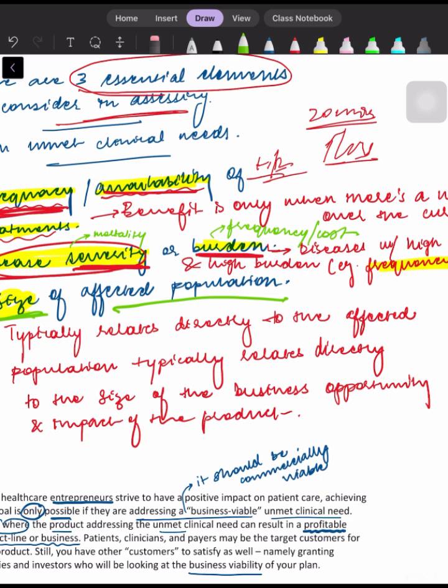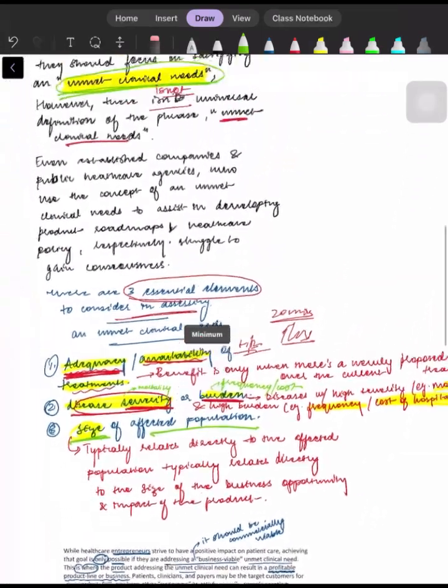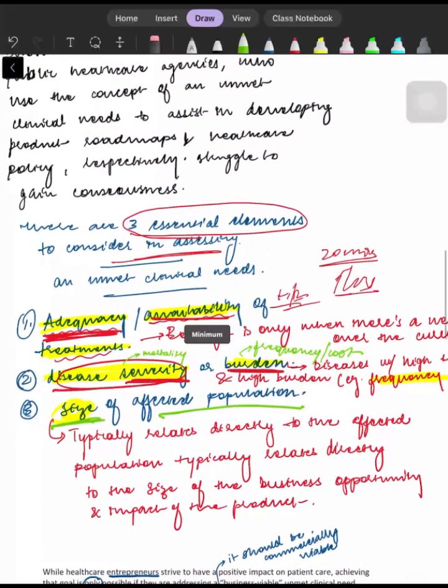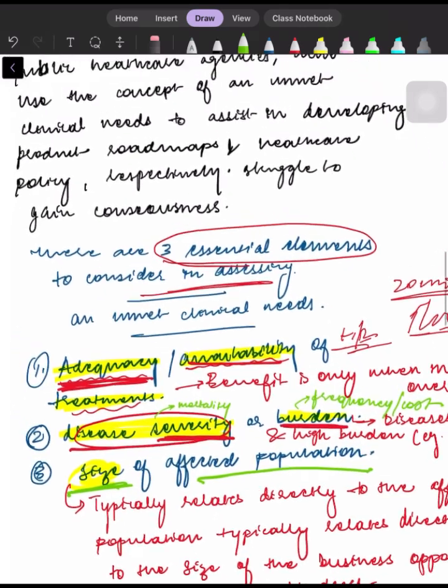So that is what they're trying to say: you cannot bring or manufacture and market anything and everything. There needs to be proper studies conducted, and that is a hot topic right now, about unmet medical needs. So this was all about the three essential elements to consider in assessing an unmet medical need. It is an article based on Brigham.